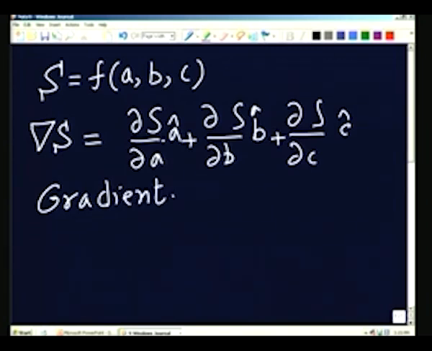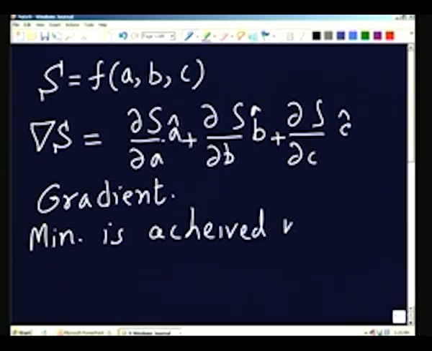So, the requirement for a minimum is achieved when the gradient is equal to 0. That is what we are looking for. We will also look at this gradient slightly in more detail. Now, what does the gradient indicate?